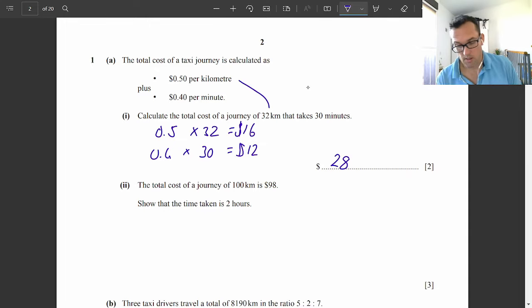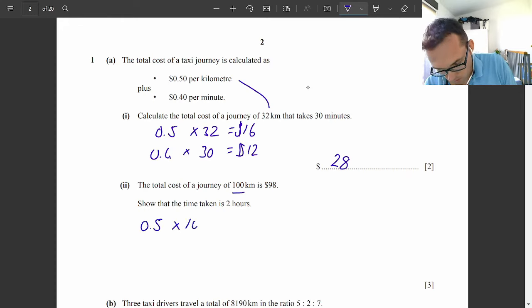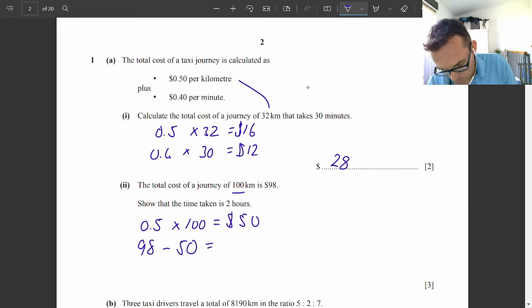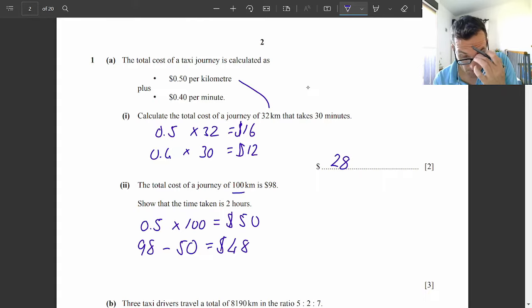Total cost of a journey of 100 kilometers is $98. Show that the time taken is 2 hours. So let's start with the 100 kilometers. If it is $0.5 per kilometer, that will give us $50. Show the working out here. It's important to show everything. That means if we subtract the $50 from 98, we get 48. So that's how much was being paid for the time.